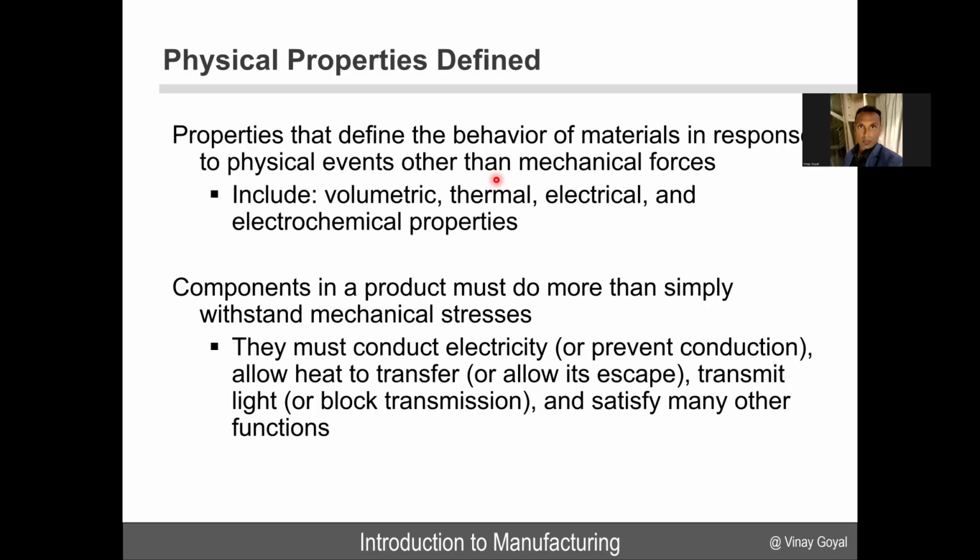Components in a product must do more than simply withstand mechanical stresses. There are a lot of cases where we use materials to, for example, conduct electricity or prevent conduction. We may need materials to allow heat transfer to occur or allow it to escape. We may need materials that transmit light or block transmission. So a lot of components are not designed to just take mechanical loads, but also to perform certain functions apart from mechanical stresses.